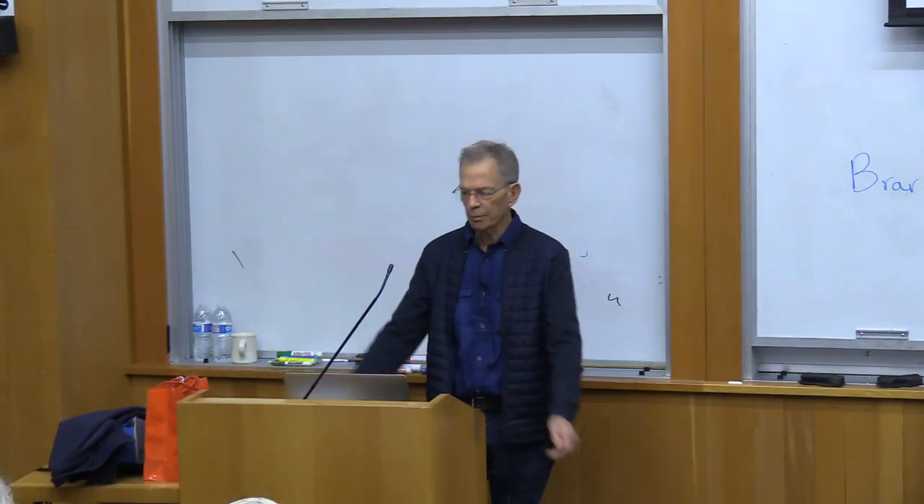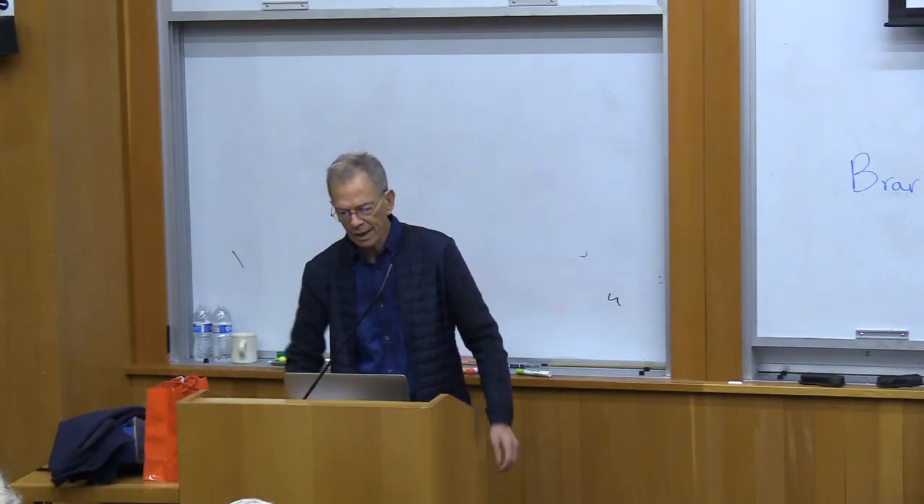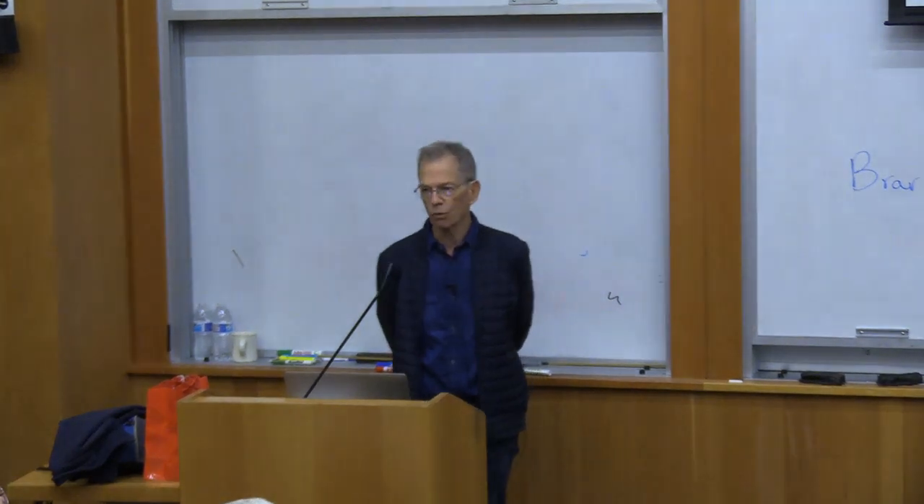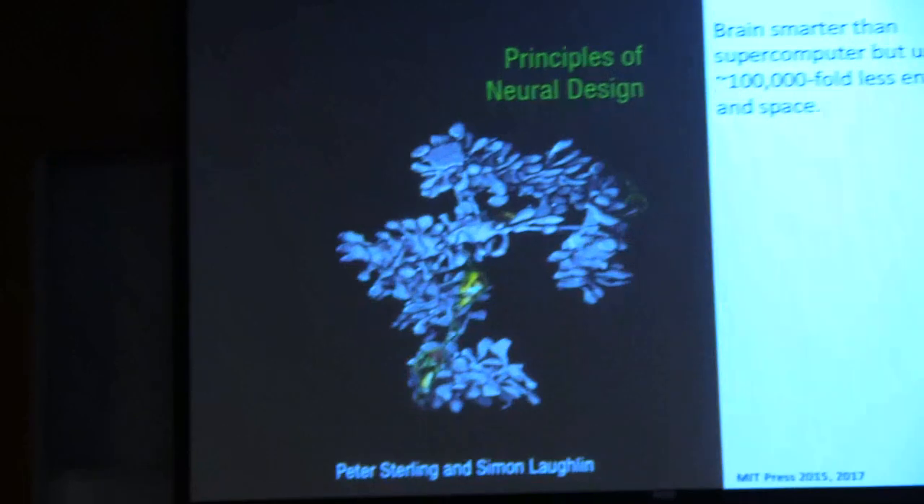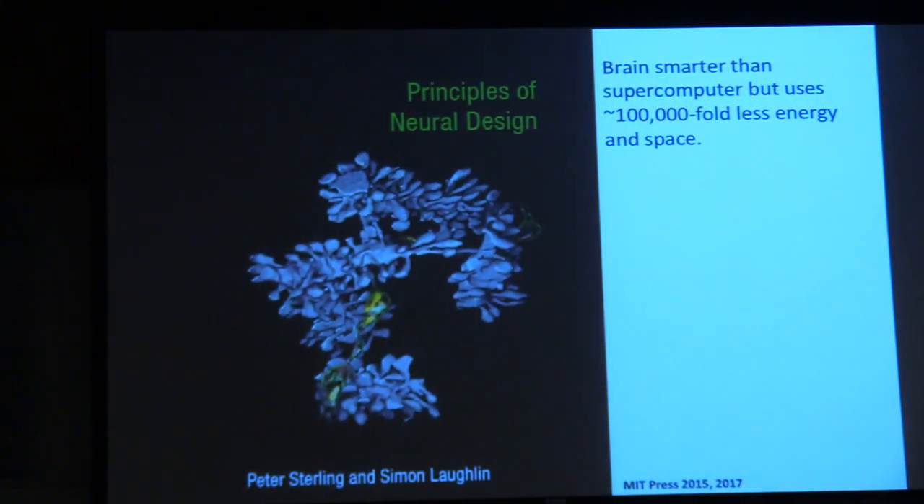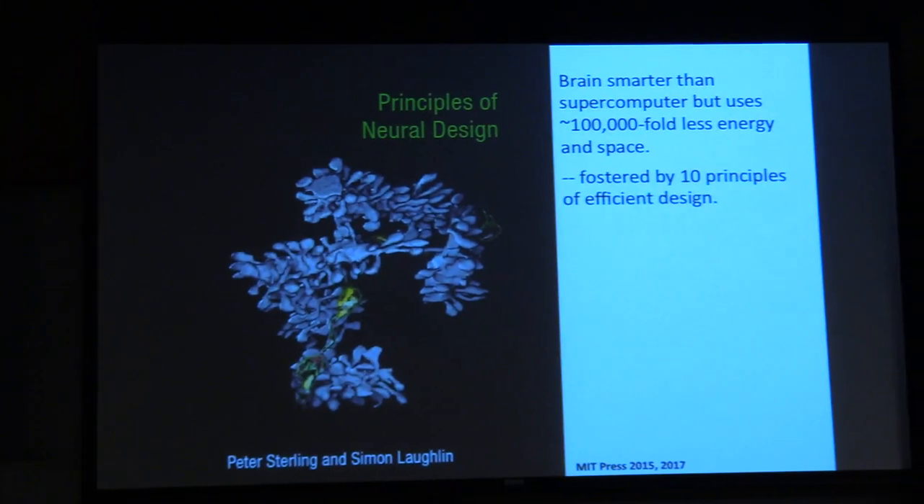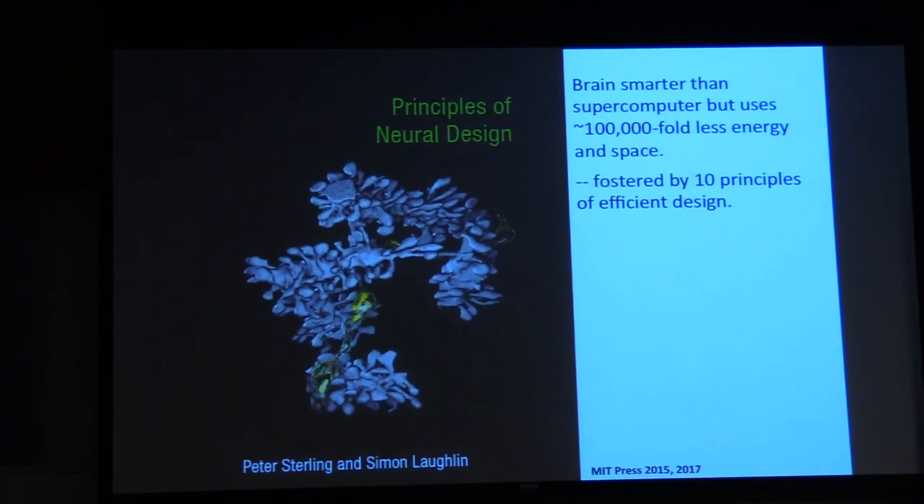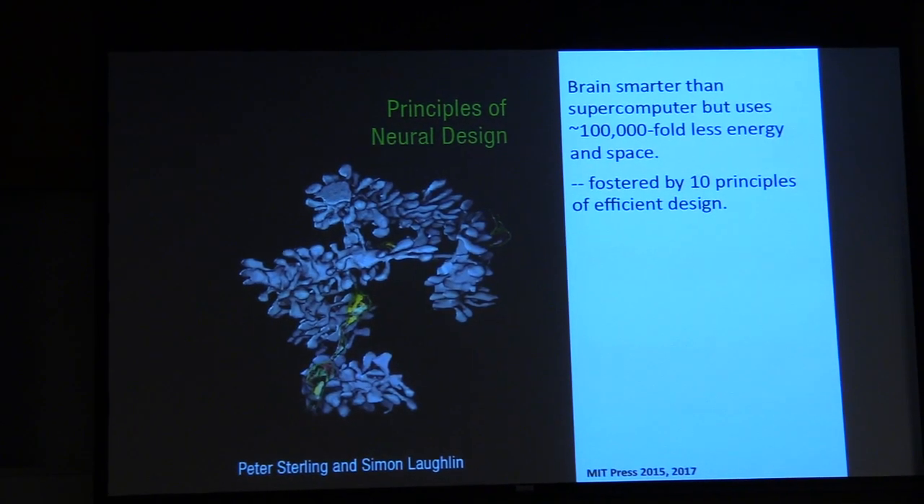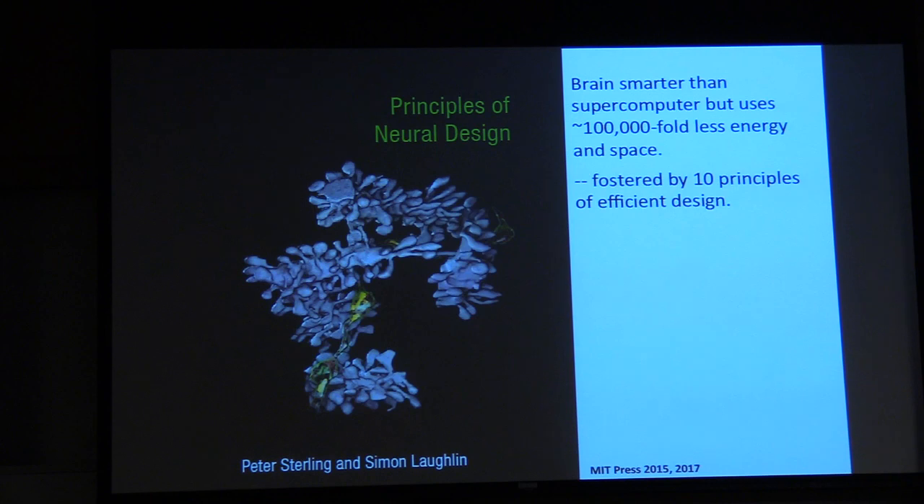How does the human brain, being smarter than a supercomputer, manage on 100,000-fold less space and energy? And so to answer that, you have to come up with some design principles that allow this sort of efficiency. And the book lays out 10 principles, which is convenient because there are 10 commandments, 10 Bill of Rights. There were 10 originally. Yes.